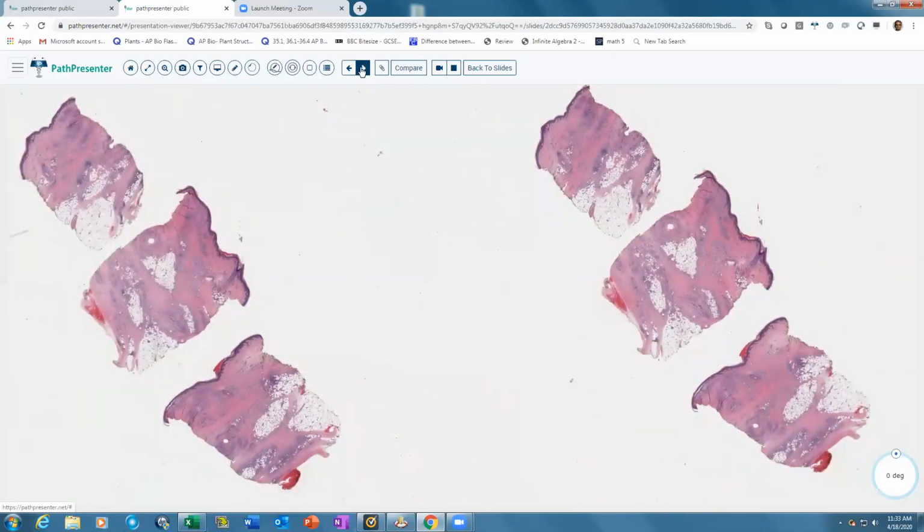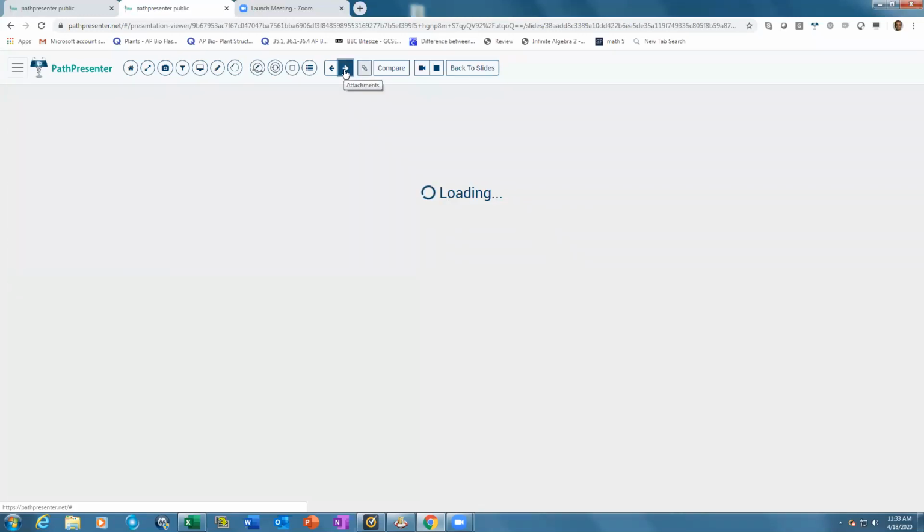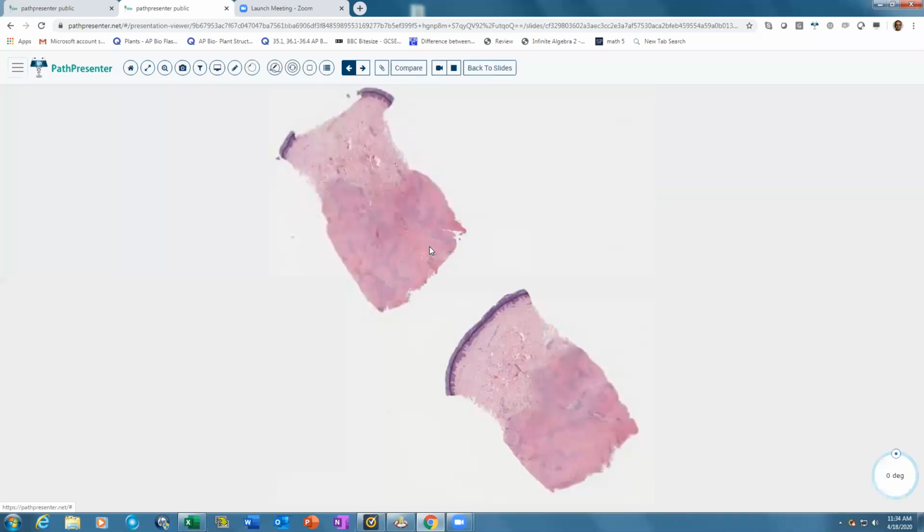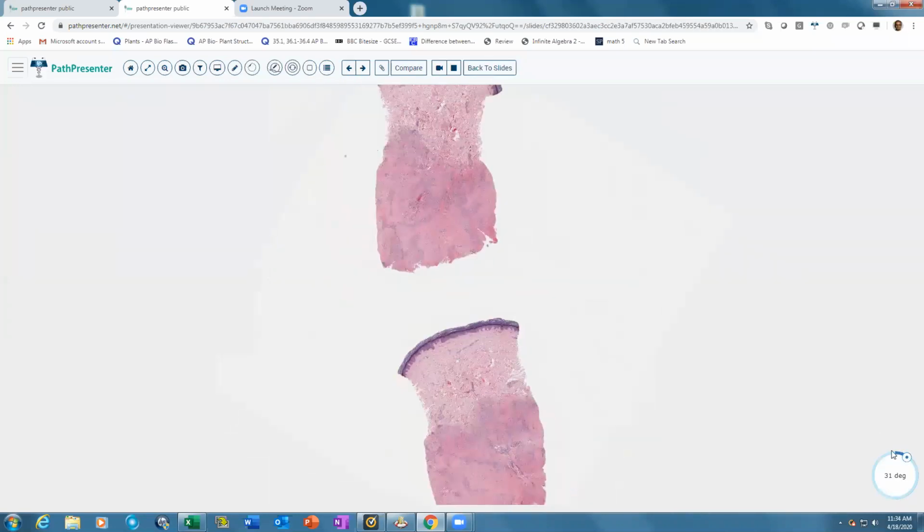So when we talk about palisaded granulomas, the other diagnosis that you should always consider in the palisaded chapter is rheumatoid nodule. So rheumatoid nodule clinically will present as painless skin-colored subcutaneous nodules in patients who have rheumatoid arthritis, which are usually located on the extensor surfaces. And when you look at a biopsy, very classically what you see is palisaded granulomas.